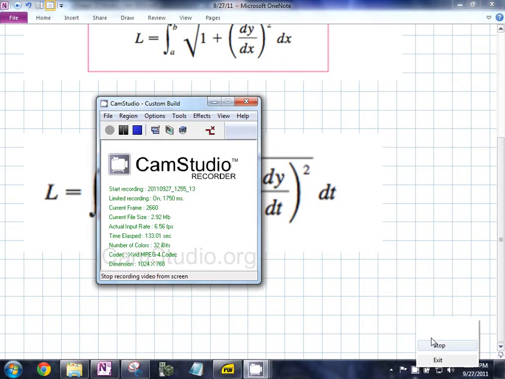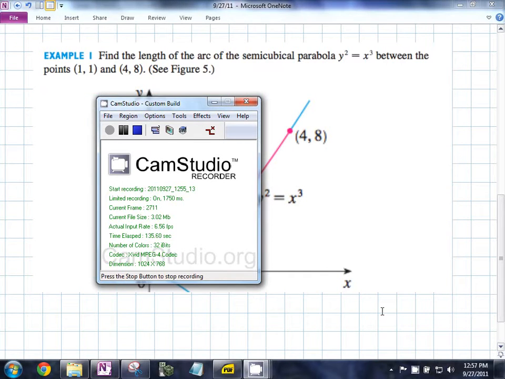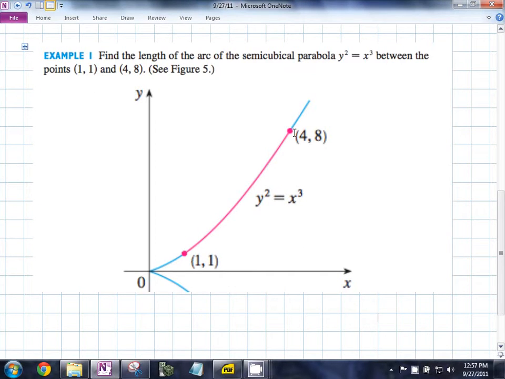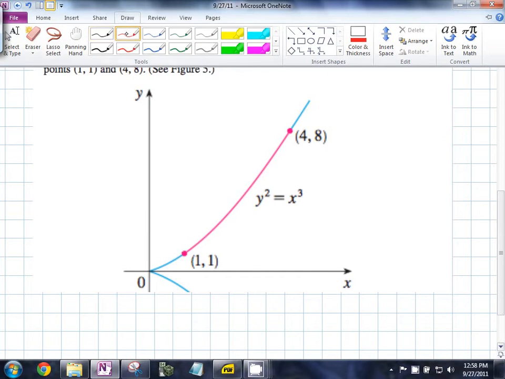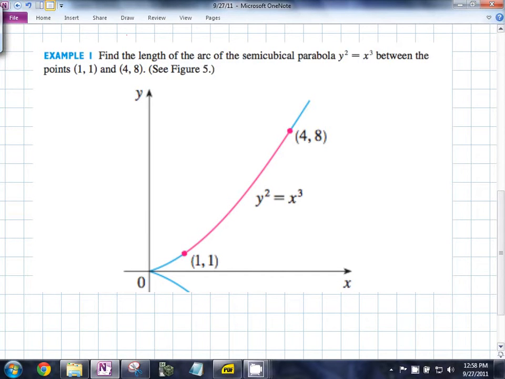Absolutely. So what's the arc length from (1, 1) to (4, 8) of that? And this is not a function, y squared equals x cubed, but we're looking at one section of it. So if I wanted to find this length from (1, 1) to (4, 8), what would I need to do first? Someone raise their hand and tell me. What would I need to do first? You don't have to take the derivative first. What could you do even before you do the derivative?